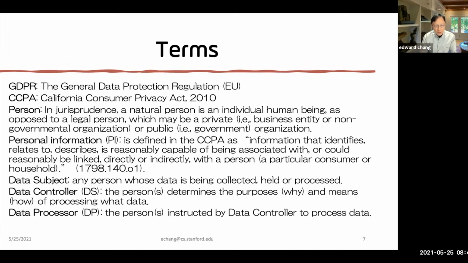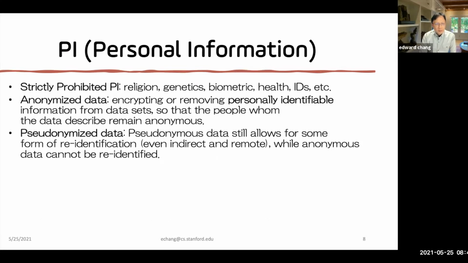One is the people who need to manage data. We call them data subjects. And the data controller is the person who determines the process of managing the data and sets up the SOP, standard operation process, for processing data. And data processors are the people who are instructed by data controllers to process the data. So basically, you have controller and processor. They play different roles.